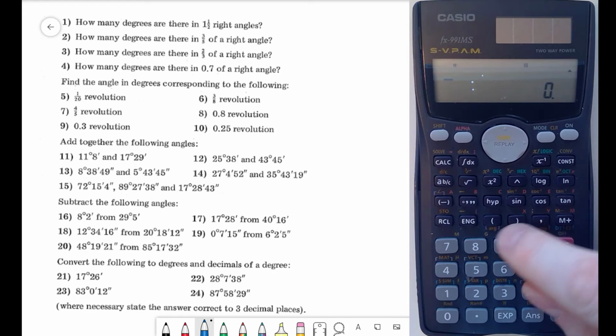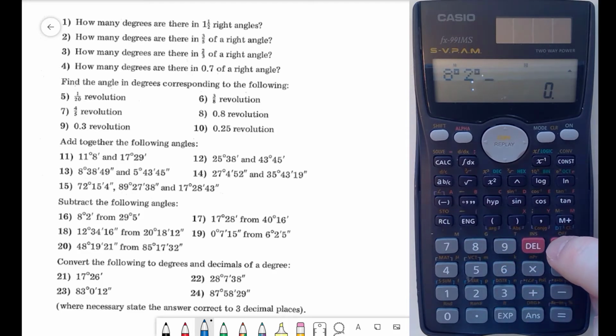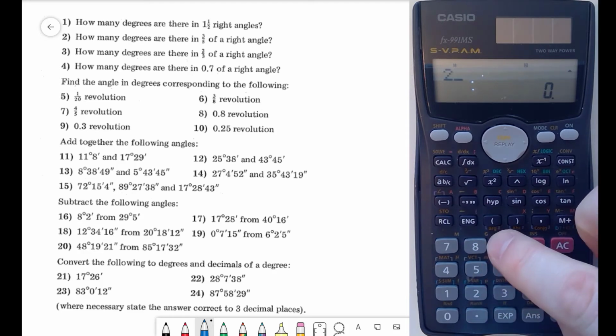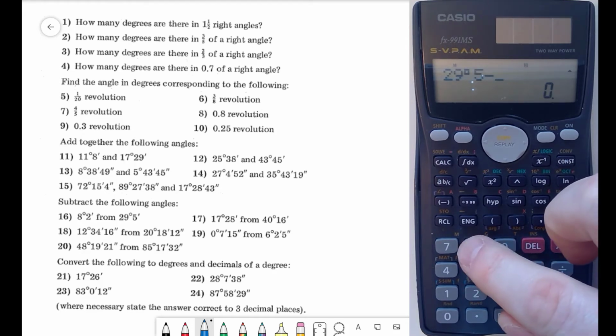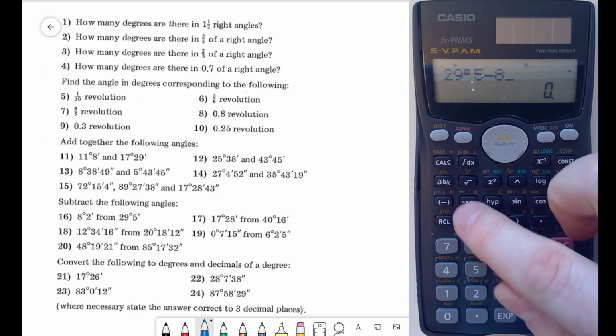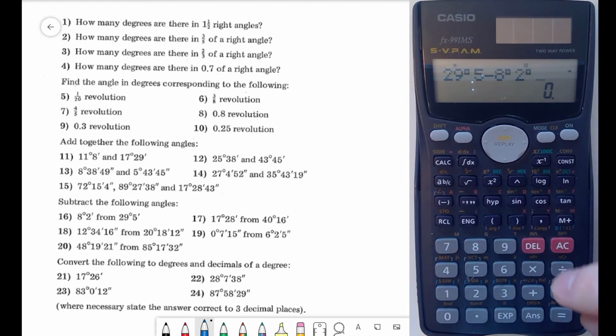So for question 16, 8 degrees, 2 minutes. There are no seconds, so we don't need to type them in. And now I've got this around the wrong way. We should be going 29 degrees, 5 minutes, and subtracting from it 8 degrees, 2 minutes. I read the question wrong there, I do apologise.